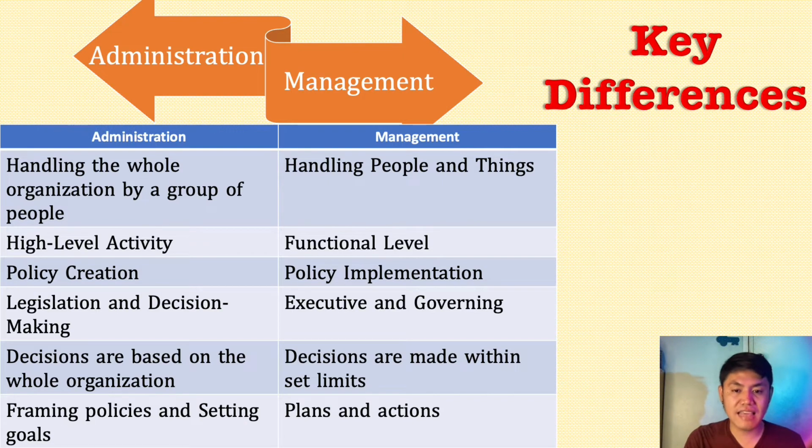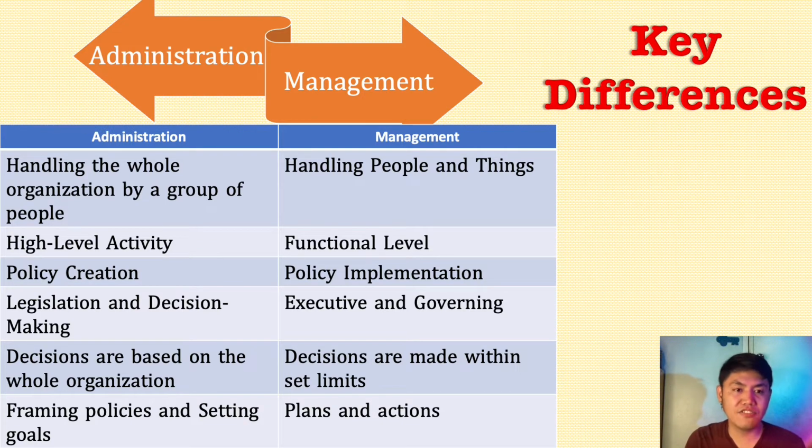Another key difference is that management is an activity of functional level, whereas administration is a high-level activity. While management focuses on policy implementation, policy formulation is often performed by the administration. Another key difference is that functions of administration include legislation and determination, and conversely, functions of management are executive and governing. And management plays an executive role in the organization, unlike administration, whose role is decisive in nature.